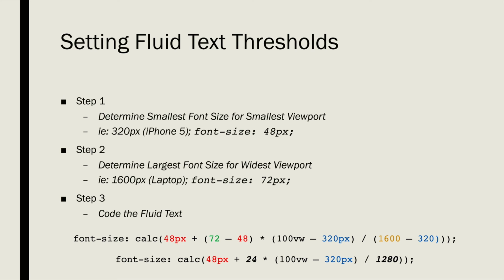Next is coding the fluid text. The first line is the basic calculation of 48 pixels plus 72 minus 48, times 100vw minus 320, divided by 1600 minus 320. Or, to make it a more valid concept, you could actually replace the subtraction with just the numbers themselves, in which case 24 and 1280. That will give you the same result, but not give you the error for the CSS validator.